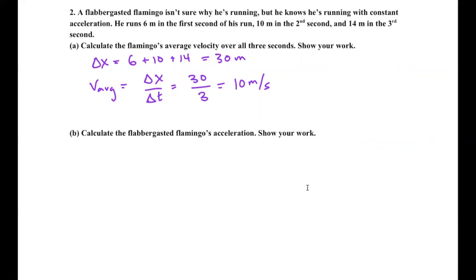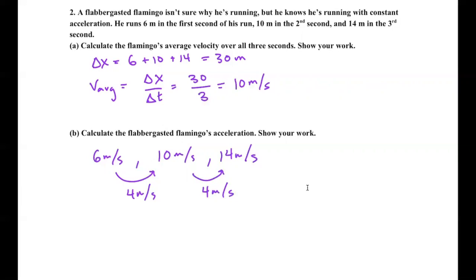There were a lot of solutions that looked something like, oh, the average velocity goes from 6 meters per second to 10 meters per second to 14 meters per second. So there's a difference of 4 meters per second each time. Therefore, the acceleration's 4 meters per second per second. And 4 meters per second squared is the right answer, but that reasoning isn't totally complete.